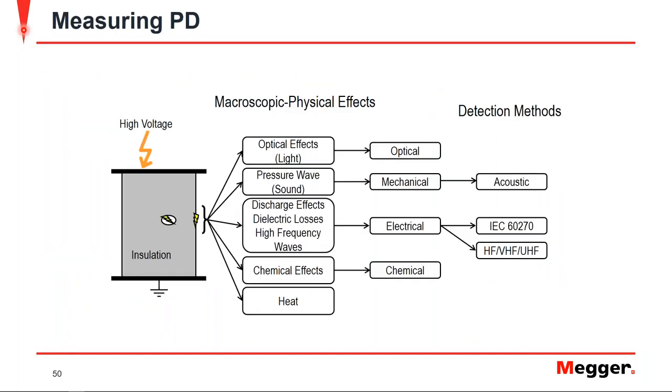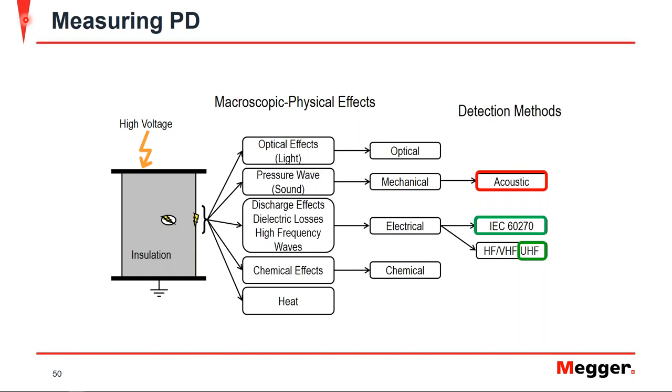Here we've previously talked about the several different emissions that partial discharge activity emits. And here is an illustration of that, where you have partial discharge within your installation. You can see that the physical effects give off optical, mechanical, electrical, and chemical emissions that we can detect. For GIS in particular, we're looking more at the IEC 60270 method and the UHF method.